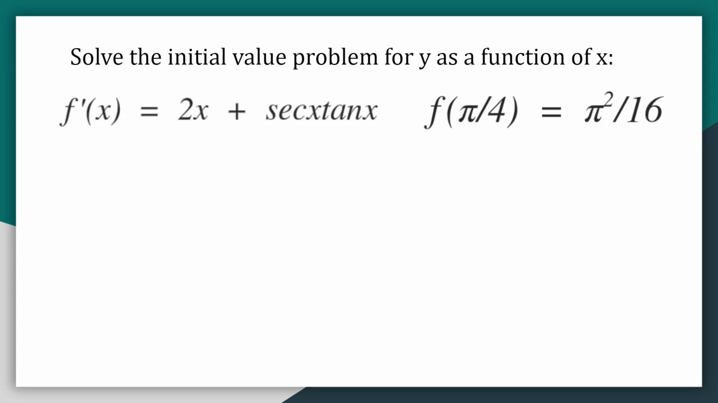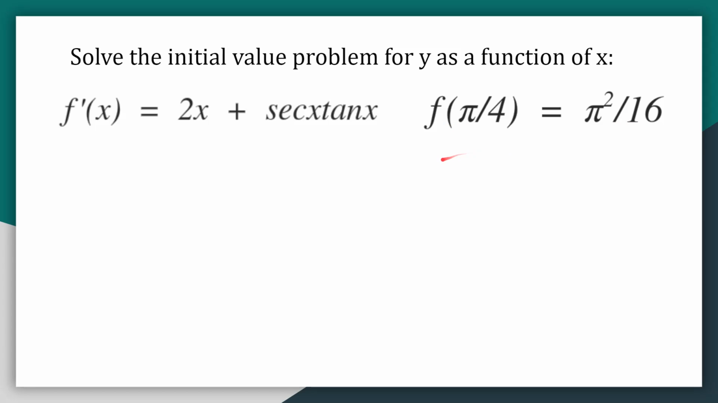Here's a general anti-differentiation problem where we have to solve for the initial function f of x, or y, as a function of x. We're given the derivative f prime of x equals 2x plus secant x times tangent x, and we're given a function value: f of pi over 4 is pi squared over 16.